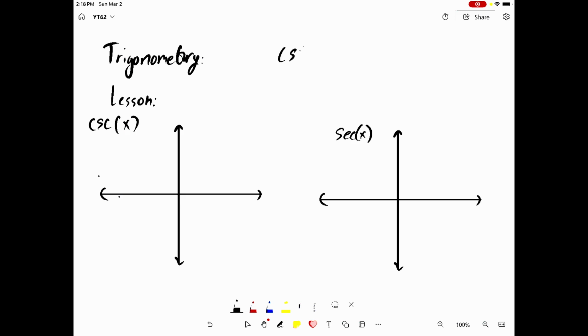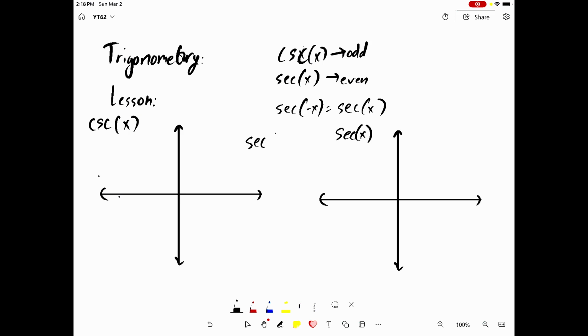Cosecant of x is an odd function, and secant of x is an even function. Now, even function means that if I have secant of negative x, that's equal to secant of regular x. An odd function means, let's say cosecant, because that's actually an odd function, cosecant of negative x is equal to minus cosecant of x.